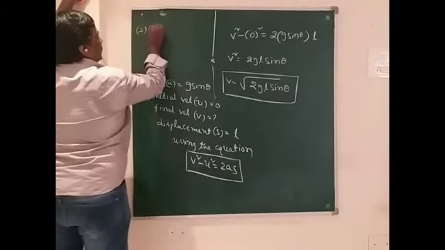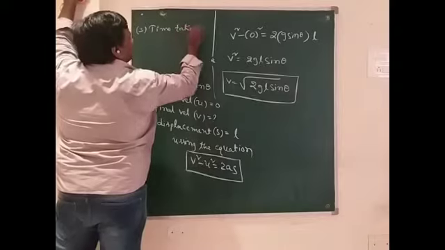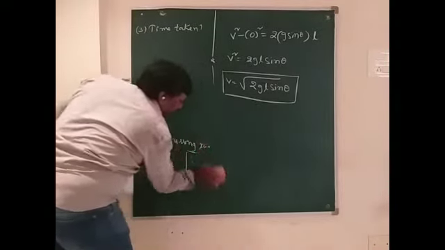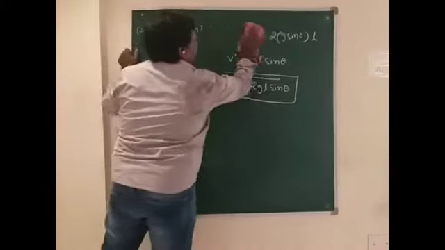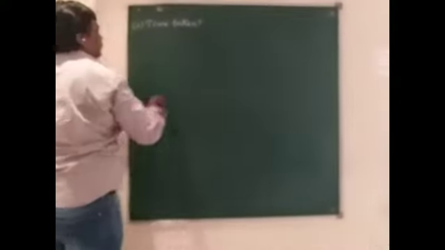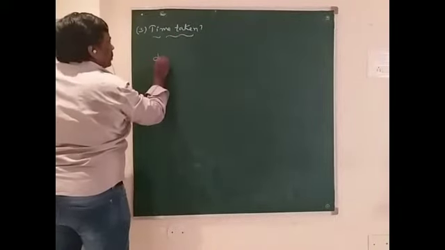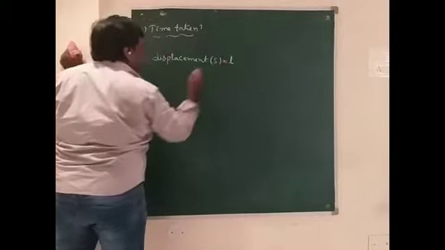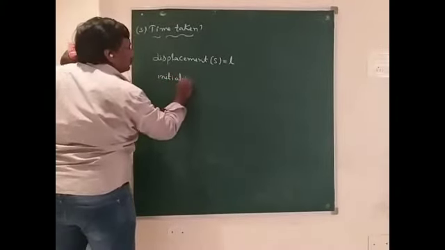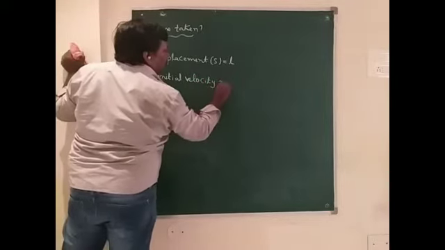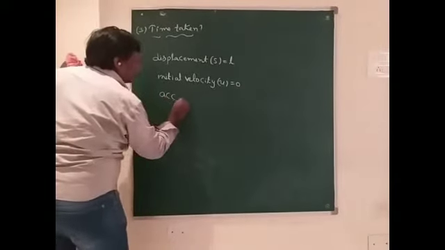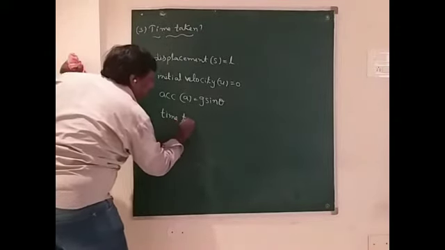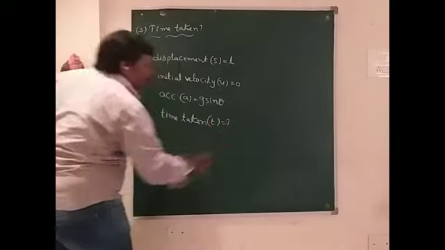The third point is the time taken. Here the displacement covered by the body S equals L, the initial velocity u equals 0, the acceleration a equals g sin theta, and the time taken is t. So now we can find out t.